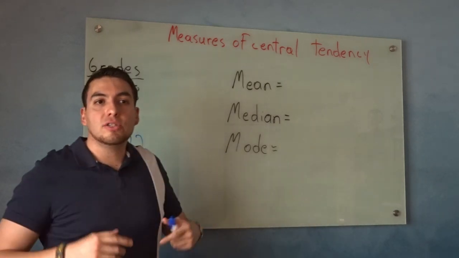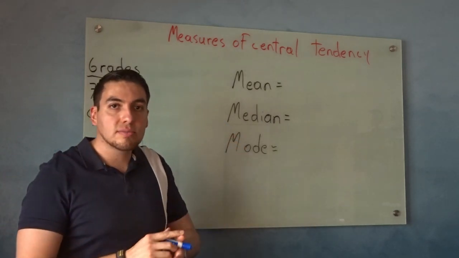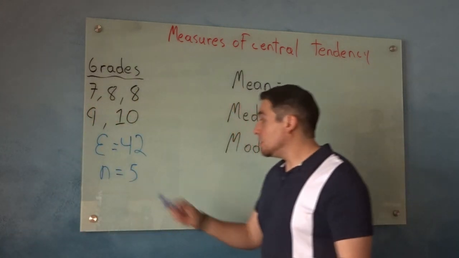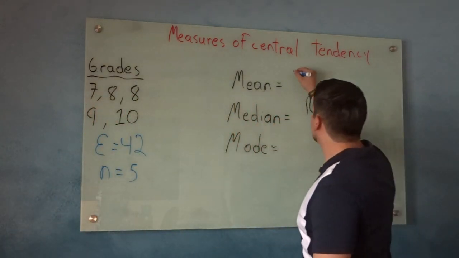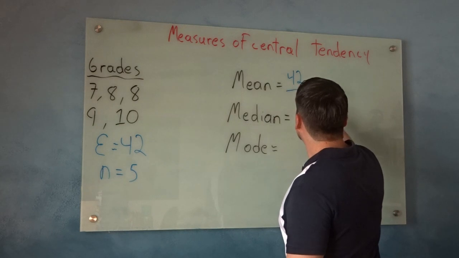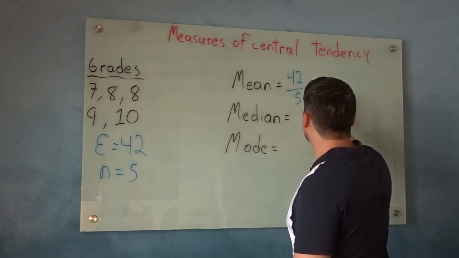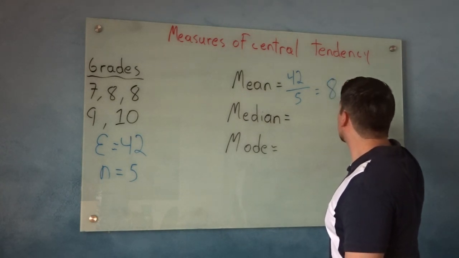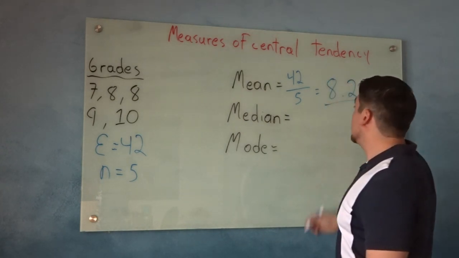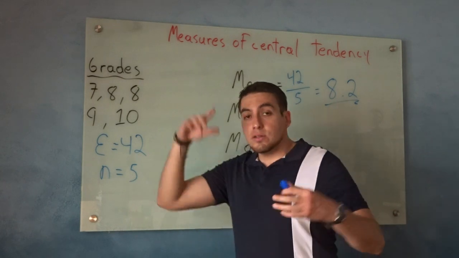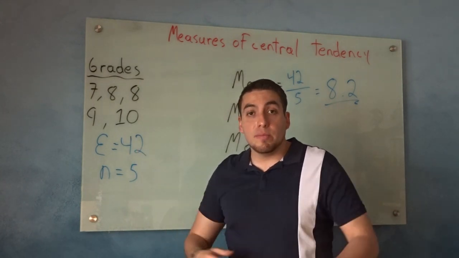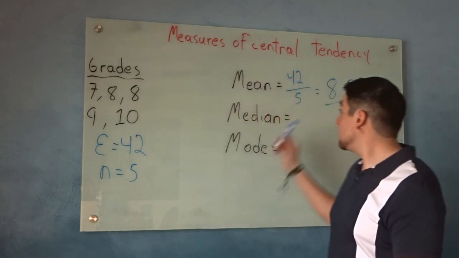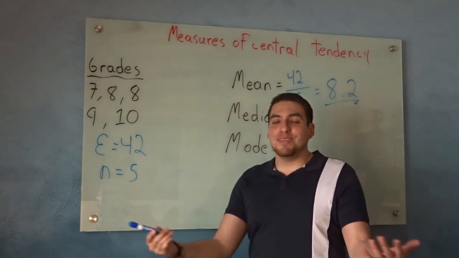The mean is the average. To find the average, you've got to take all the scores divided by the number of people that you have. So in this case, 42 over 5, I'm sorry, 42 divided by 5 is going to equal 8.2. This is just telling us that, based on all the numbers that we have, if we add them up and divide by the number of people that we have, it's going to give us an 8.2.